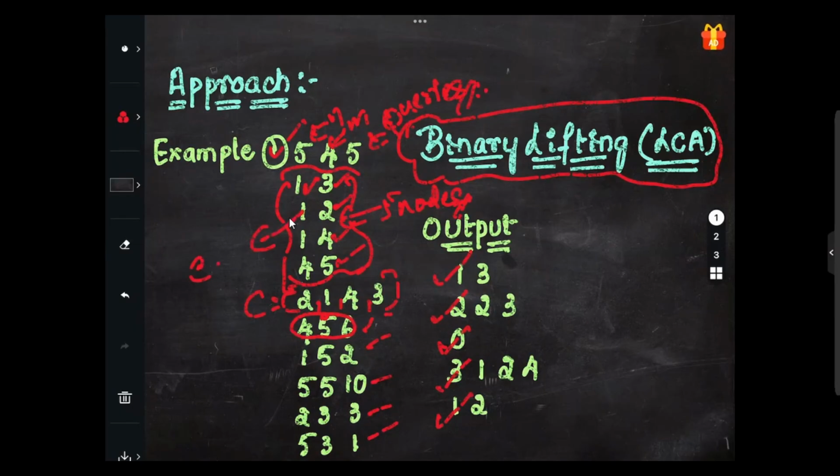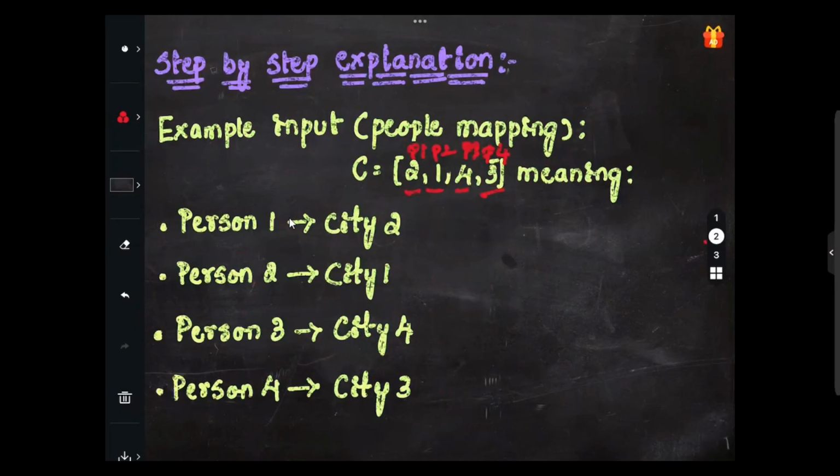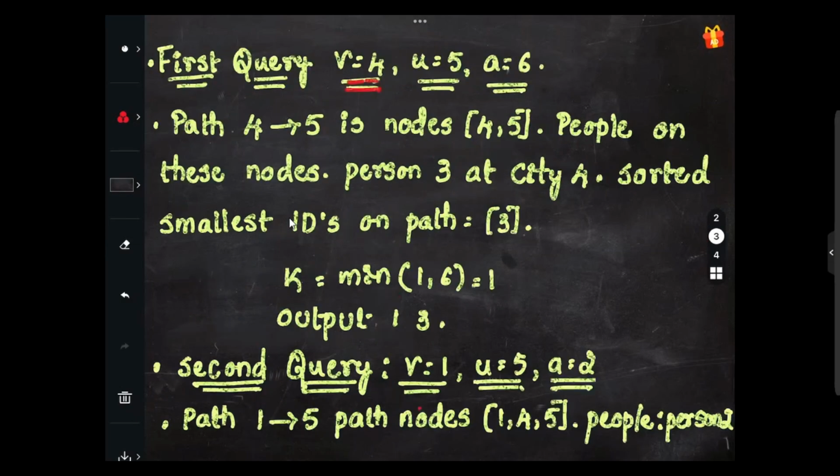These are the edges, this is the array, and these are the queries. We are considering only query 1, so I'll explain by considering query 1 along with these edges. You can solve in the same way that I show, so that you understand the problem even better, right? Person 1 to city 2, person 2 to city 1, person 3 to city 4, person 4 to city 3. So this is fine. Now the first query.